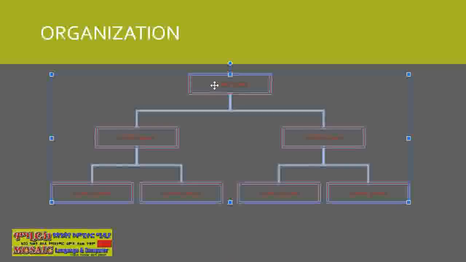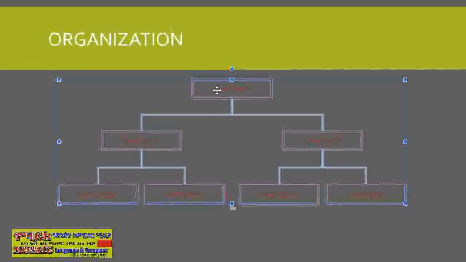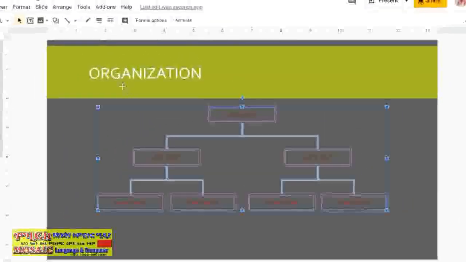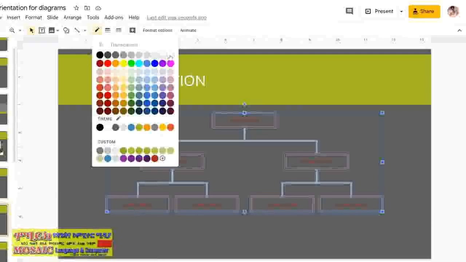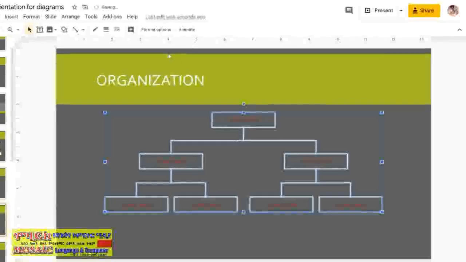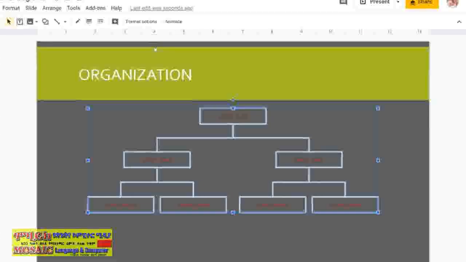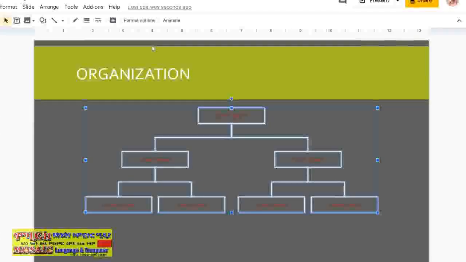You can also change the color. The red is hard to see, so let's choose something else. With everything still selected, go to Border Color and choose the color that you want. This changes the color of the borders and of the lines connecting the boxes, but not of the text.